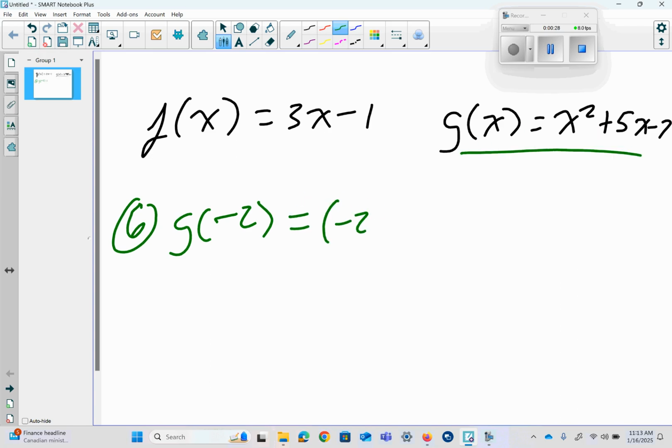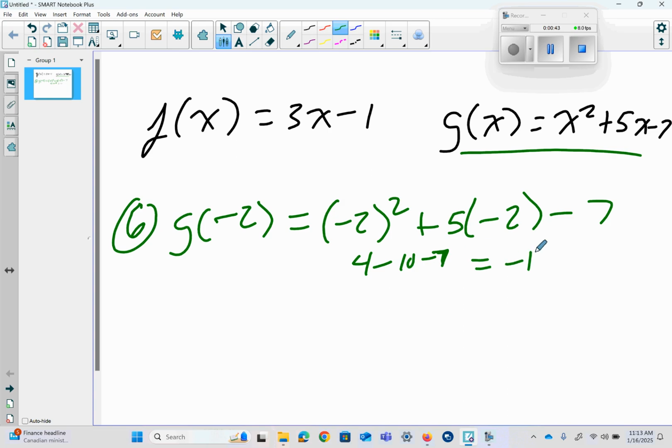So I get negative 2 in parentheses. The reason I put that in parentheses is because of the algebra 1 mistake where you forget to square a negative. So that gives me 4 minus 10 minus 7. So 4 minus 10 is negative 6, so I think negative 13.